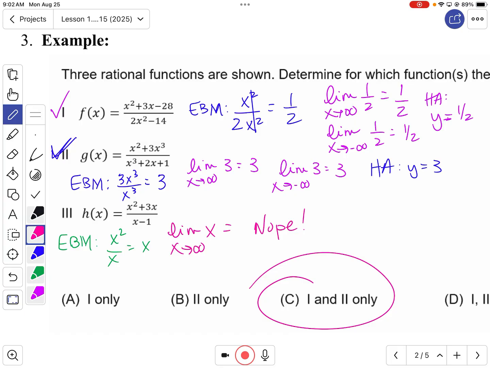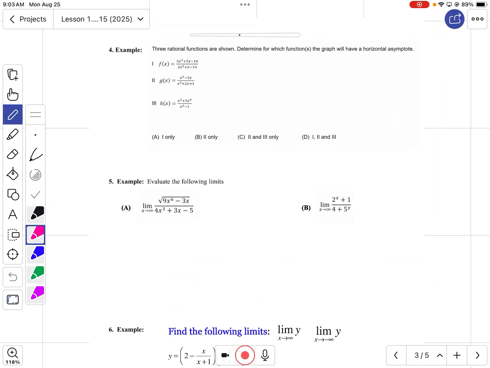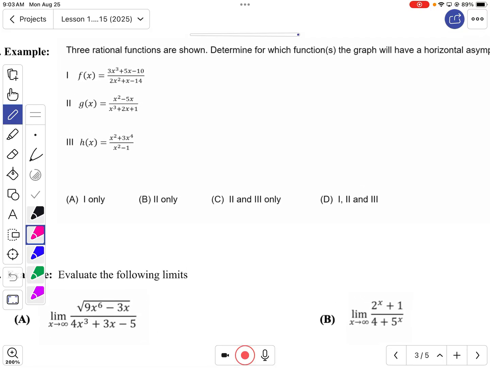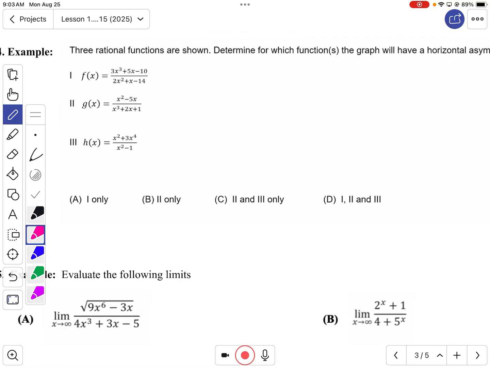Question about that? All right, or how we check for horizontal asymptote. Let's look at this next one. Y'all try that one. Which functions do we have a horizontal asymptote? Okay, it is multiple choice, so you don't have to show all your work, which is nice.